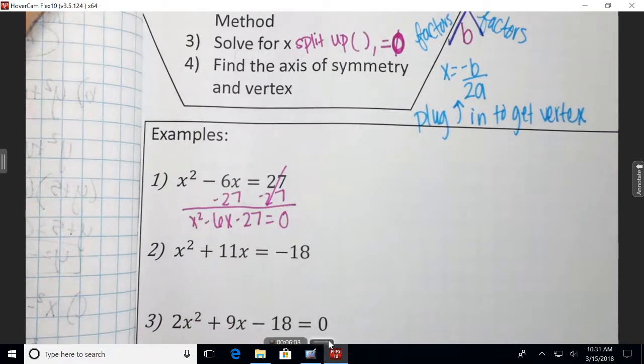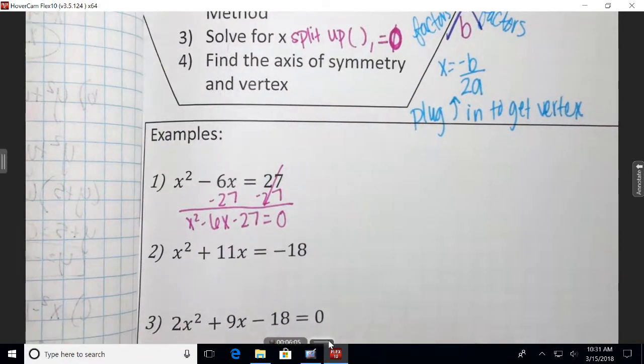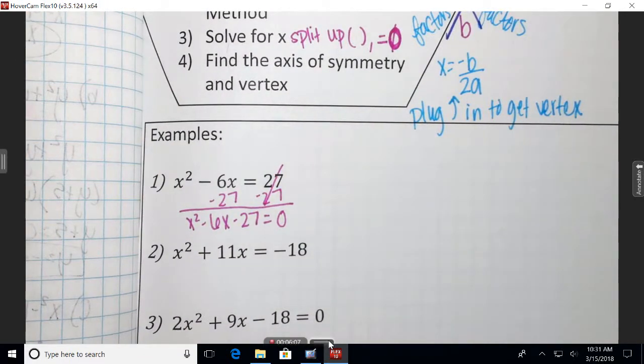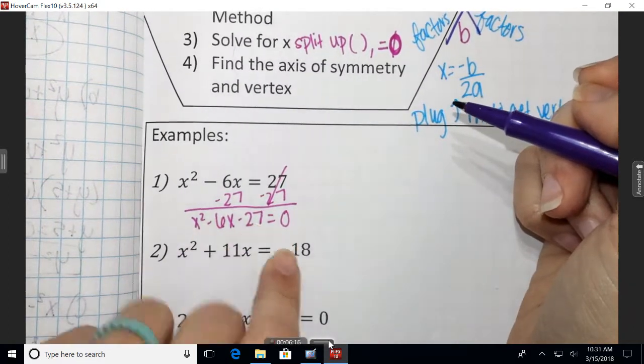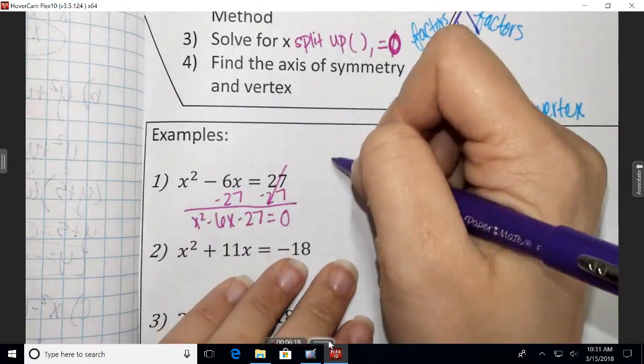Now what do I do? So that was step 1. Make sure the quadratic equals 0. What's step 2? Look at step 2 on the paper. Factor GCF. All right. Do we have a GCF? Did these three terms have anything in common? No. Nope. So we use the star method.